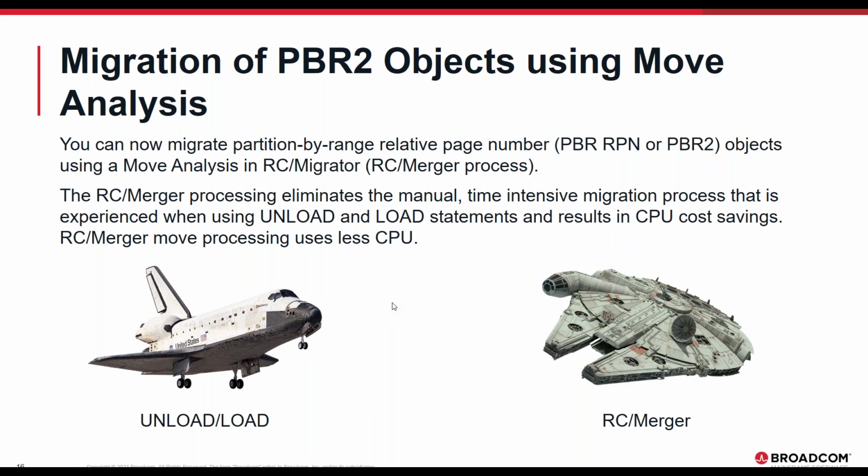So when we try to migrate any sort of PBR2 table spaces, which are also called relative page numbering range partition table spaces, right? By RC merger process, basically that is going to save us a huge amount of time, and also the manual steps that are required. It's also going to eliminate the unload and load kind of processing, which is going to be a great saving for us.